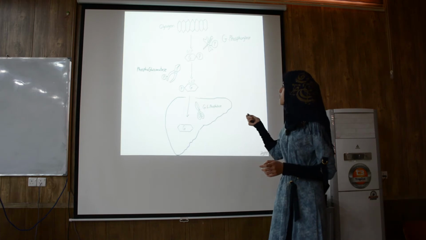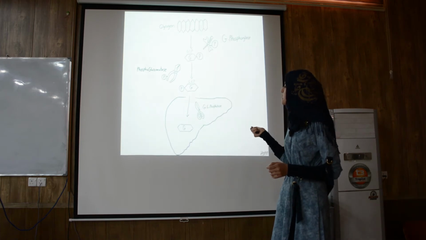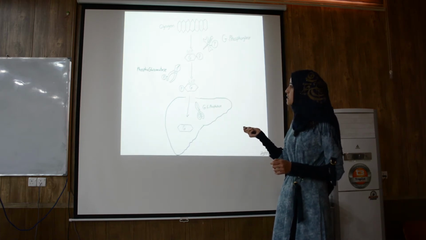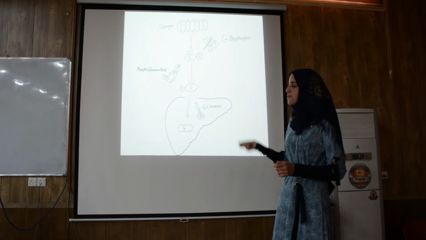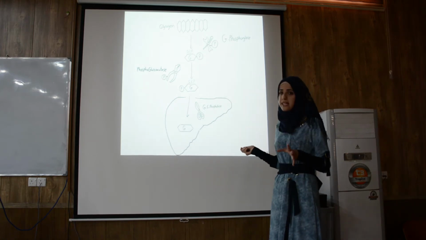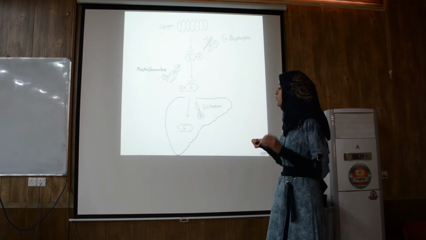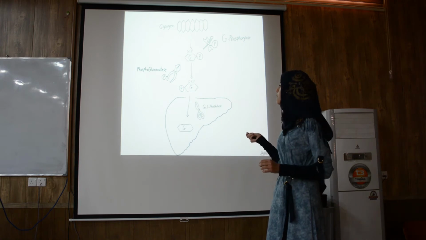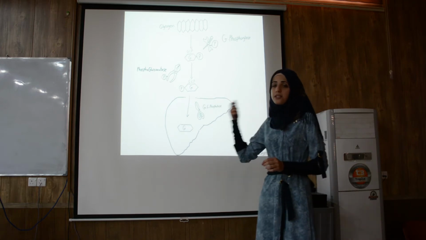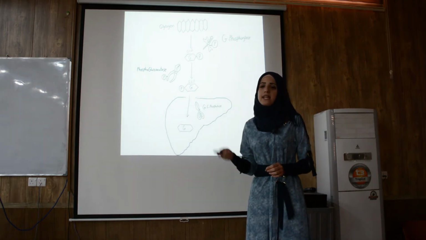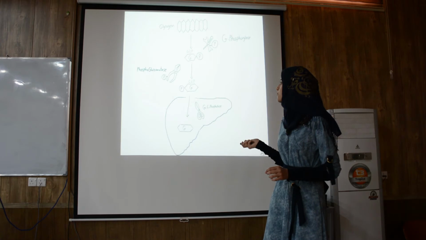Glucose 1-phosphate is then converted into glucose 6-phosphate by the action of the enzyme phosphoglucomutase. In the liver, we have another enzyme known as glucose 6-phosphatase. This enzyme converts glucose 6-phosphate into free glucose, which is then secreted into the blood in order to raise the levels of blood glucose.